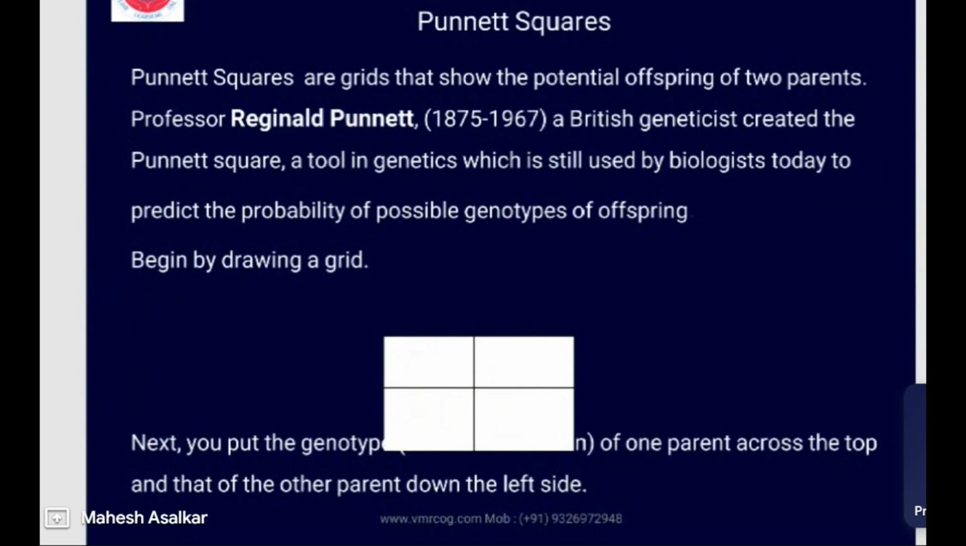Professor Reginald Punnett, a British geneticist, lived between 1875 and 1967. He created the Punnett square, a tool in genetics which is still used by biologists today to predict the probability of possible genotypes of offspring.